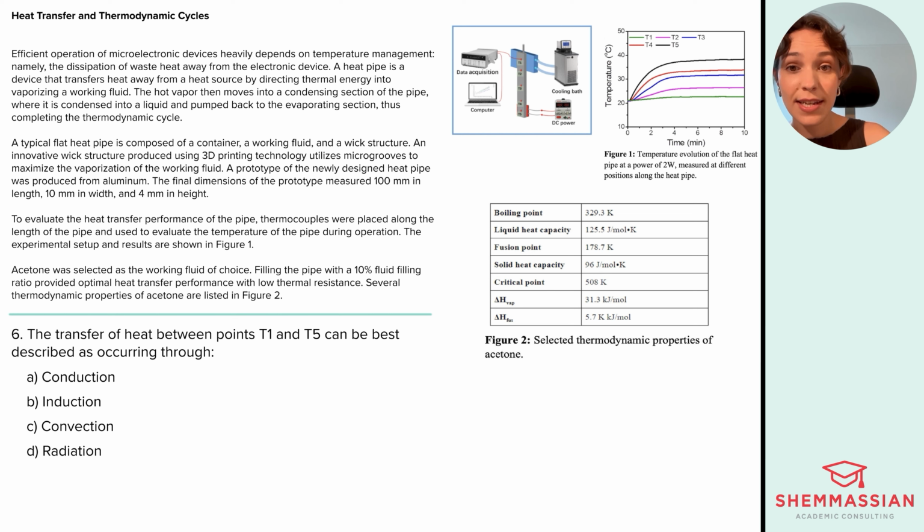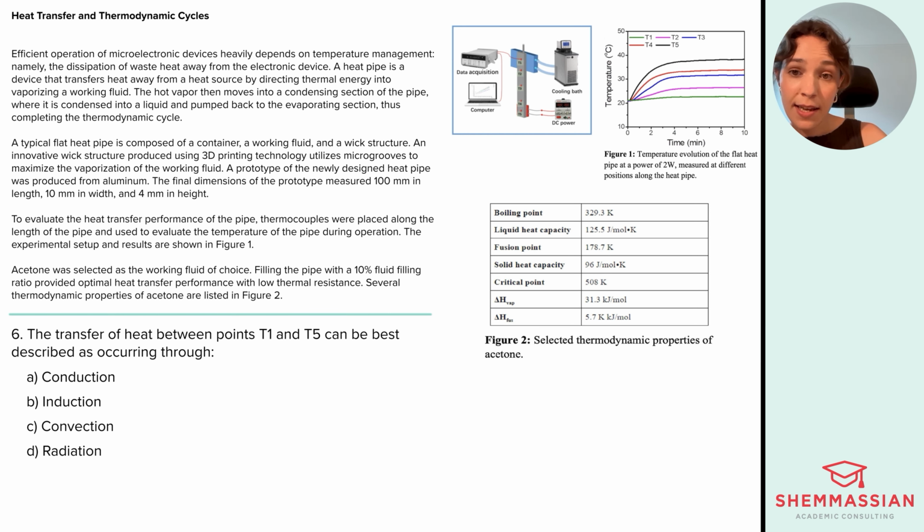Choice A, conduction, is heat transfer through direct contact between materials, like heat traveling along a metal rod. So it really concerns the collisions of molecules, but no fluid flow. So A is definitely wrong in this case. B, induction, is the process of heating a material, typically a metal, with an alternating electric current through a magnetic field, like with an induction cooktop. So that really has nothing to do with heat being transported by a fluid either, so B is also wrong.